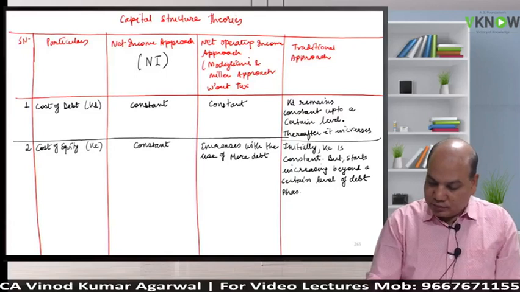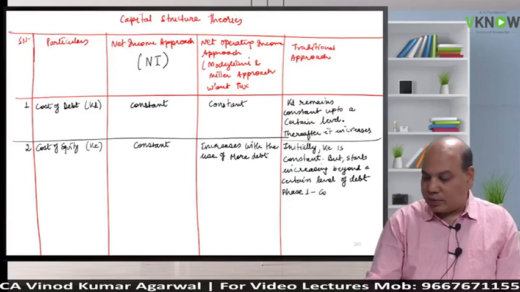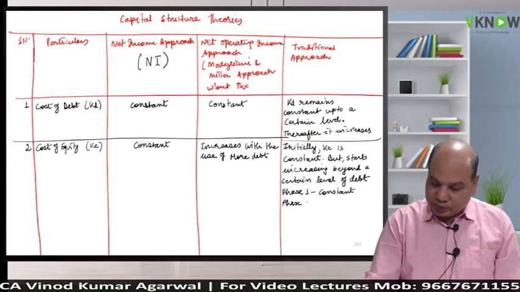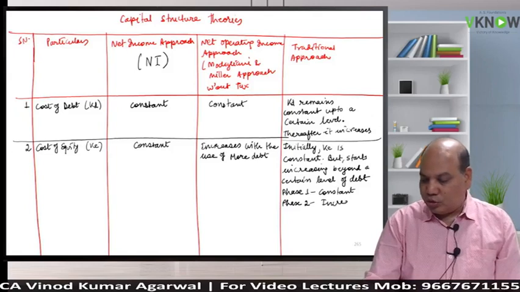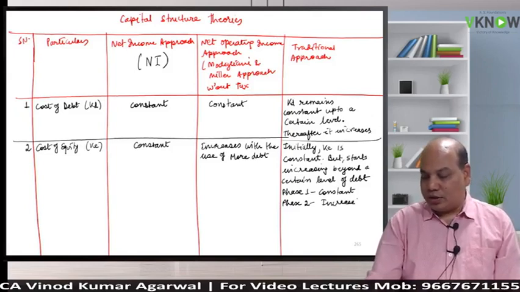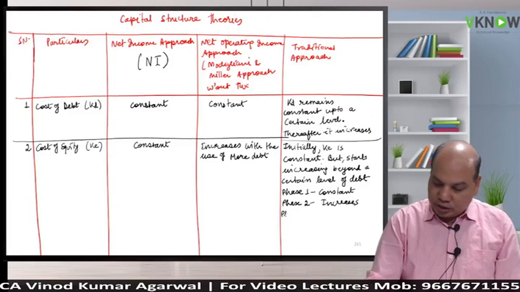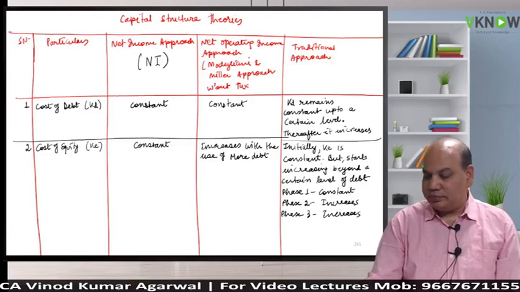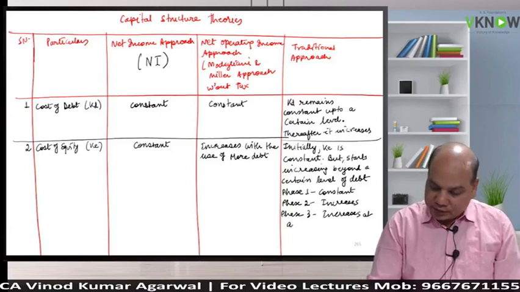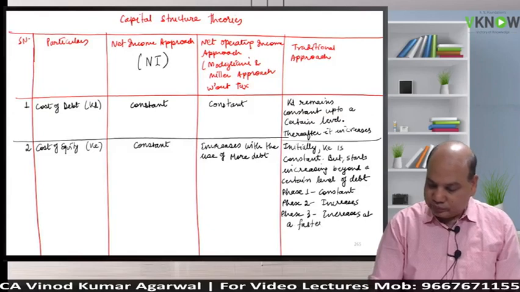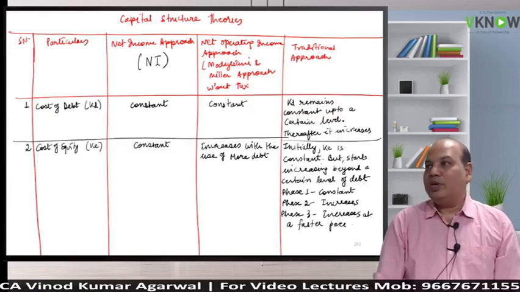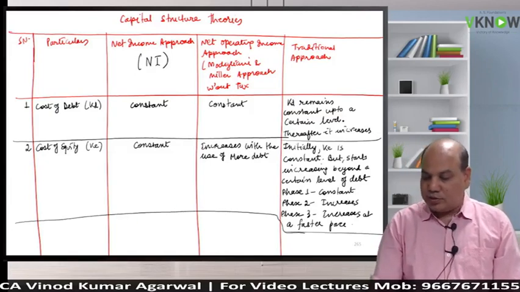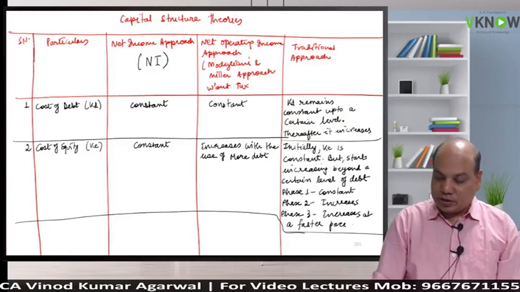So in phase 1 of capital structure, when debt is low, KE is constant. Phase 2, when you use more debt, it starts increasing. And phase 3 also, it keeps on increasing, at a faster pace.